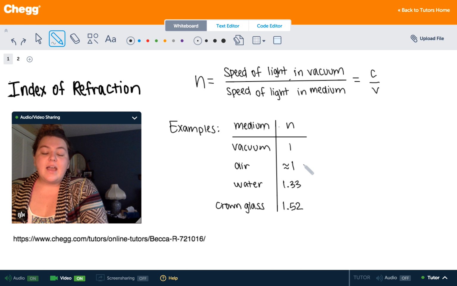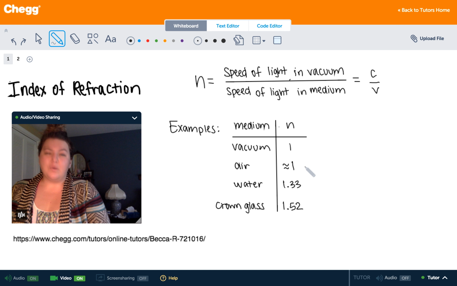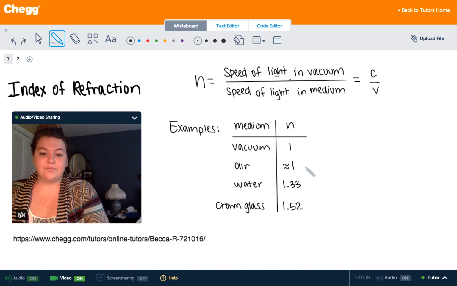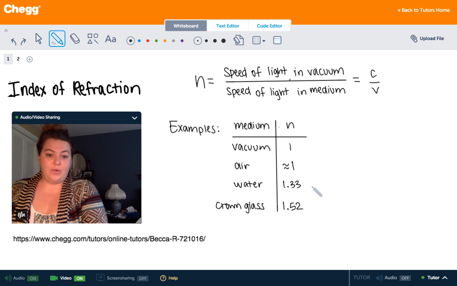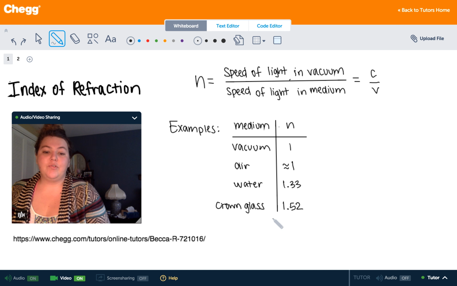be 1. Air, turns out, is not that much different from a vacuum. There's not a whole lot to slow light down, so we approximate the index of refraction in air to be about 1. In water, the index of refraction is about 1 1/3 or 1.33. And let's say you had a slab of crown glass, the index of refraction would be even higher, about 1.5. So light slows down quite a bit in crown glass.